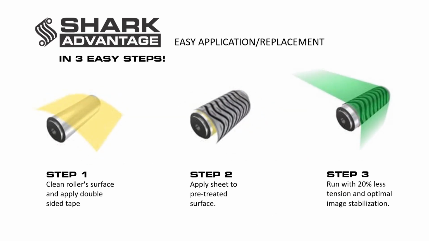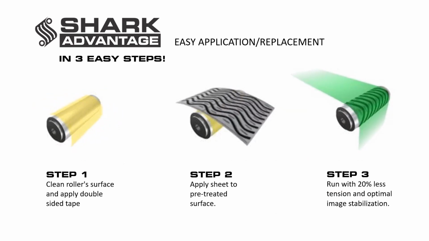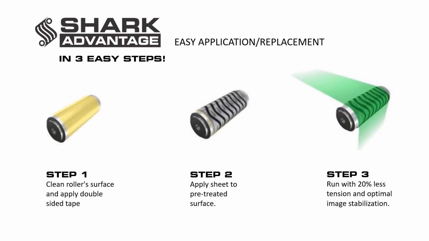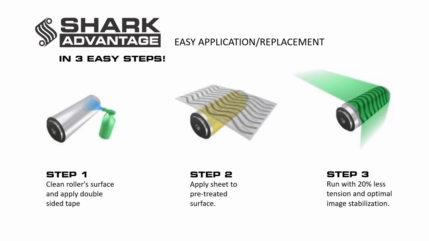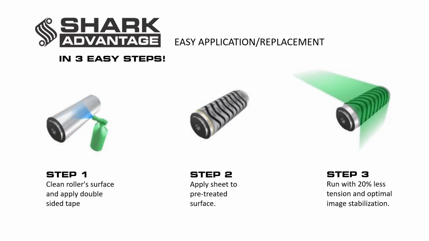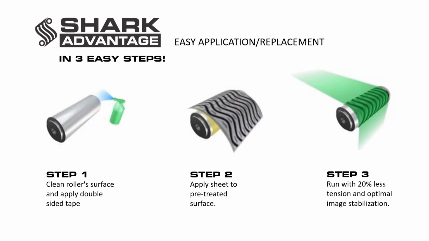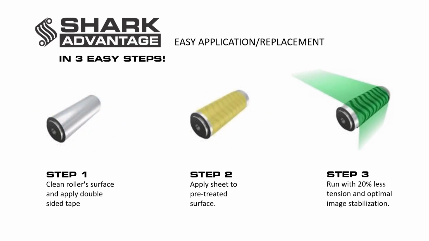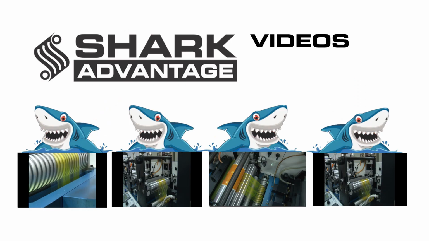Shark Advantage mounting in 3 easy steps. Step 1. Clean roller surface and apply double-sided tape. Step 2. Apply sheet to pre-treated surface. Step 3. Run with 20% less tension and optimal image stabilization.